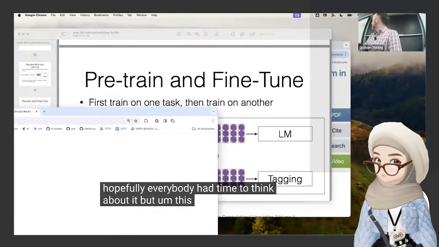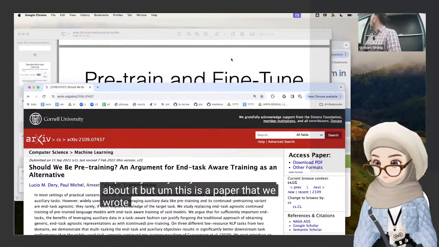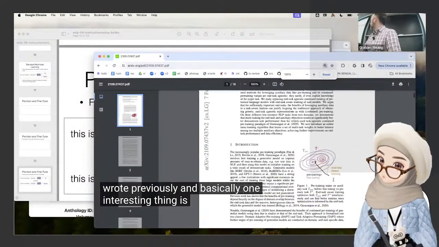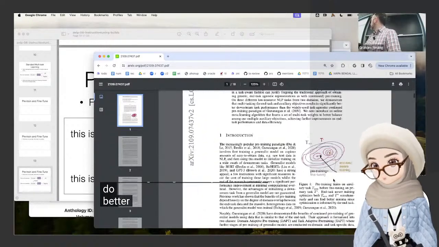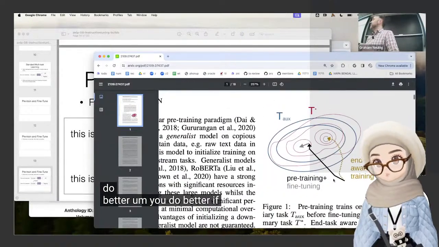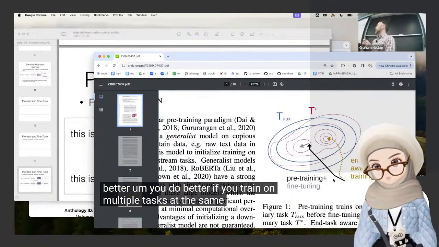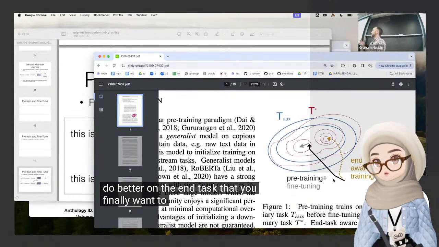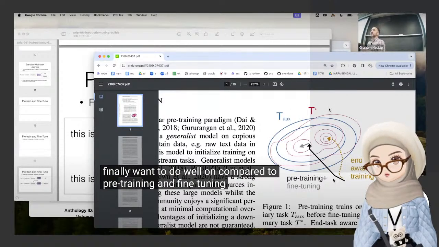This is a paper that we wrote previously, and one interesting thing is that you actually do better if you train on multiple tasks at the same time. Our hypothesis about why you do better on the end task that you finally want to do well on, compared to pre-training and fine-tuning.